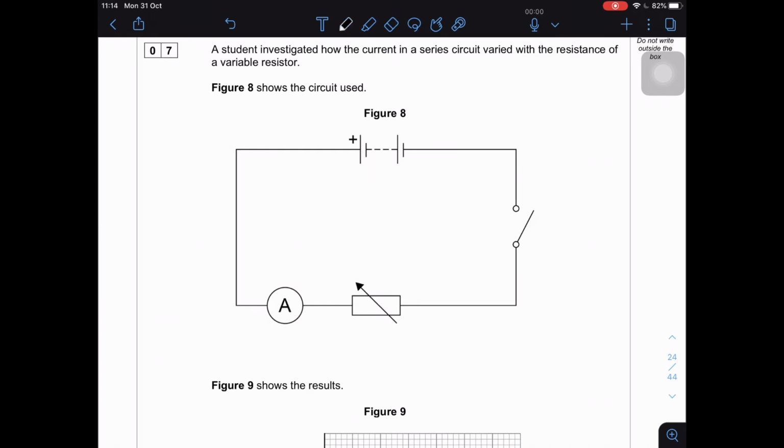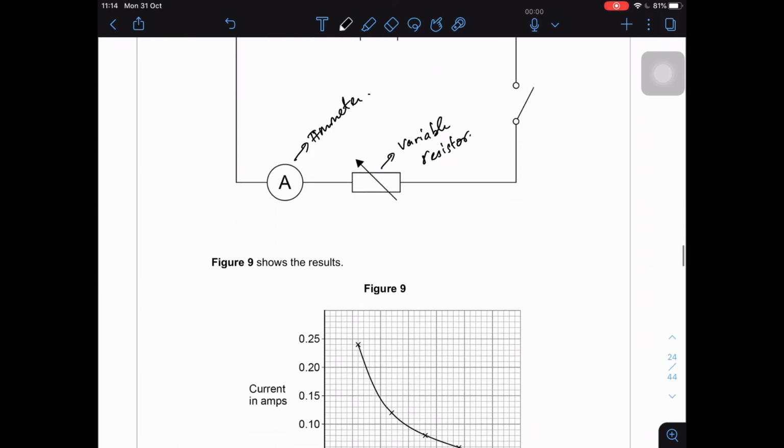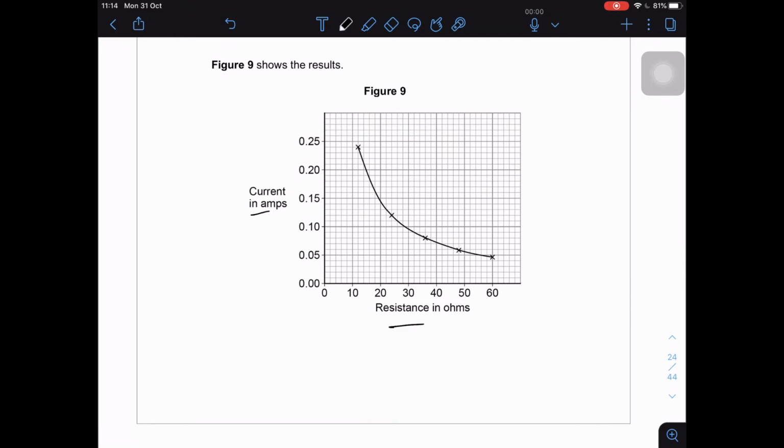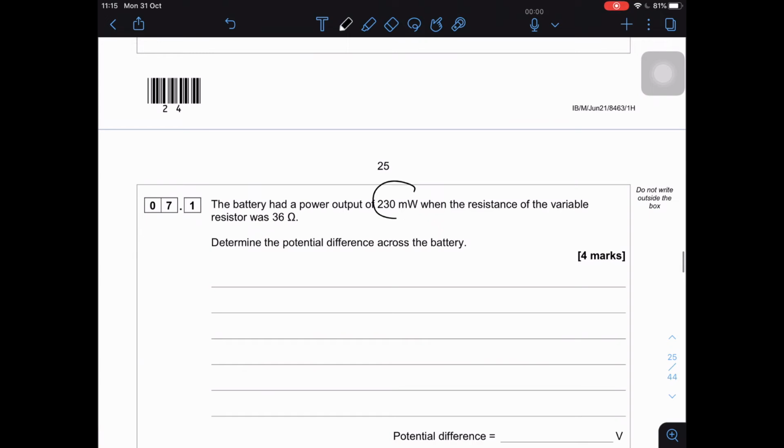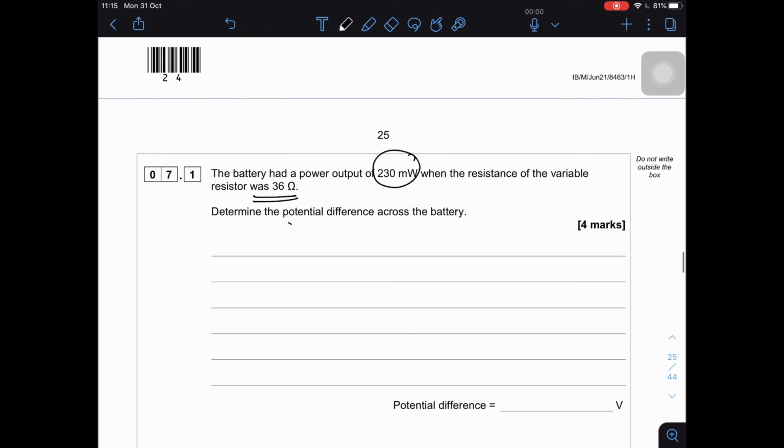All right, so here question number 7. A student is investigating how the current in a series circuit varies with a variable resistor. So he's going to change the variable resistor, and he's going to check how the current is changing by looking at the values of the ammeter. Okay, so current and resistance, he put in the graph, and that's what he got. Now the battery had a power output of 230 megawatt, and the resistance was 36 ohms. Now we need to calculate the potential difference.